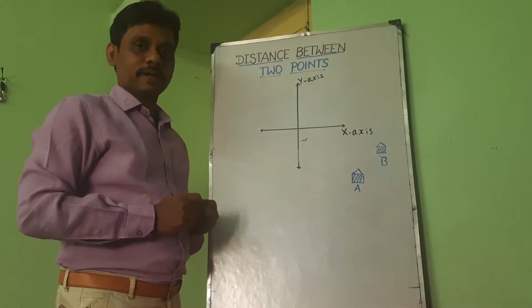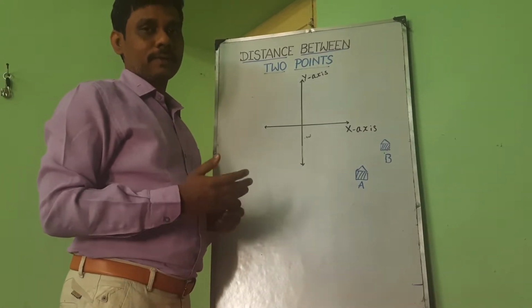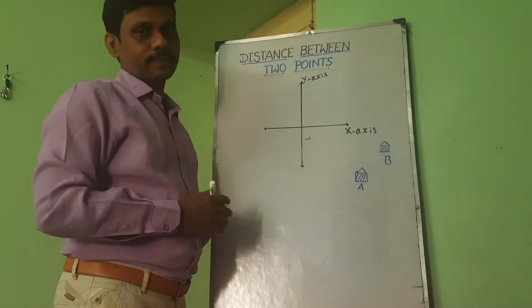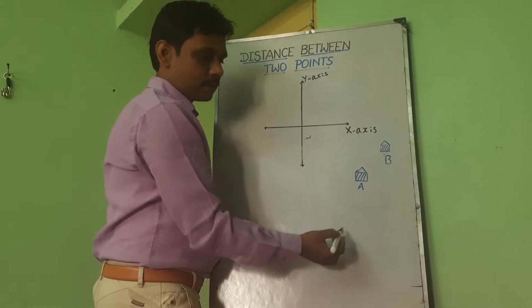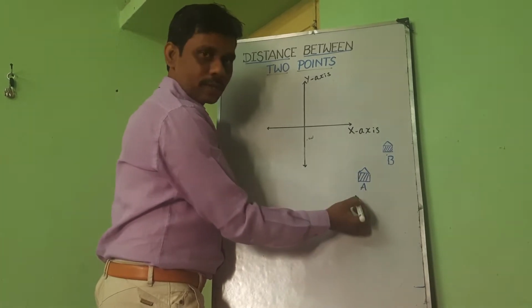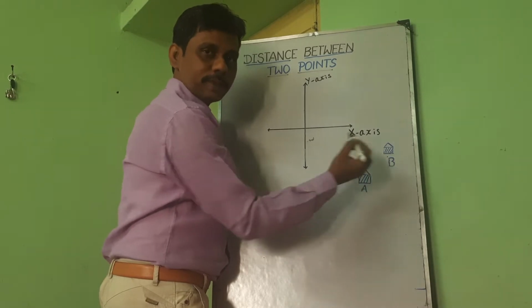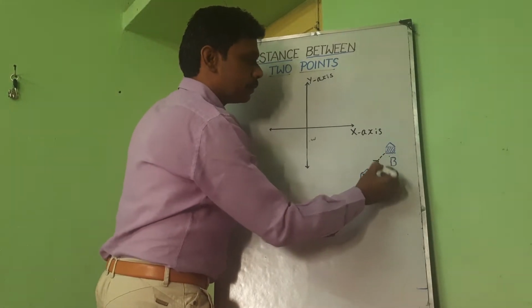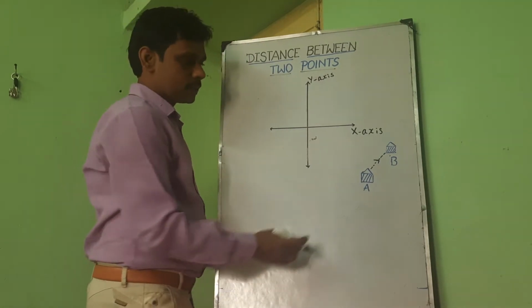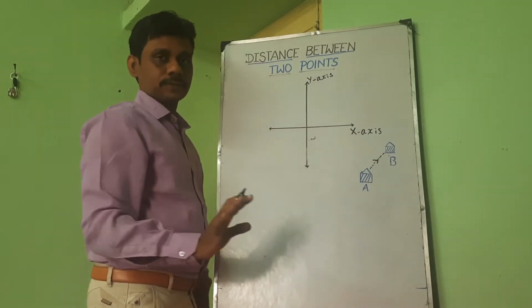Today is your friend's birthday. You have to attend the birthday party from your place to your friend's place. So I am considering two locations. One is your house location, A, and another one is your friend's house location as B. So we have to move from point A to point B. This is the direction of movement from your house to your friend's house.